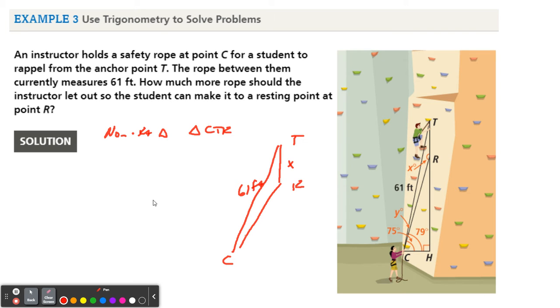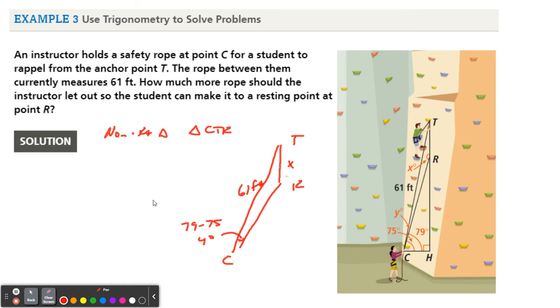If you look here, I can find this angle right there because I have 79 that goes all the way across both right triangles, and then 75, which is in the inside right triangle. So to find this angle, just do 79 minus 75, and that's going to be 4 degrees. That's what they call Y. So that is 4 degrees. So great, I have a side, I have an angle.